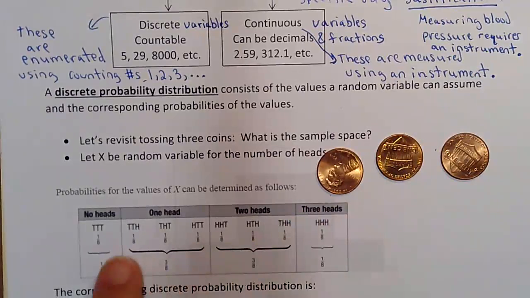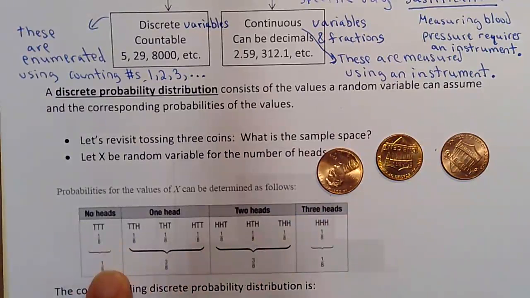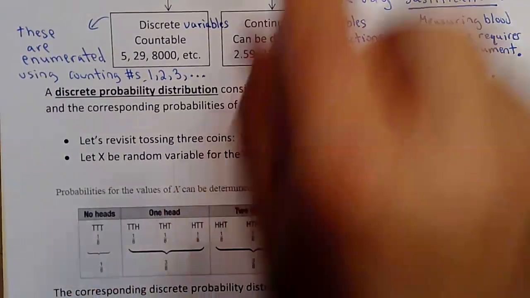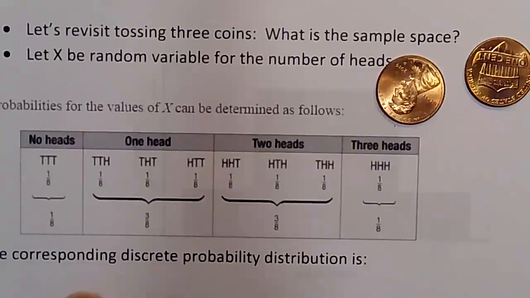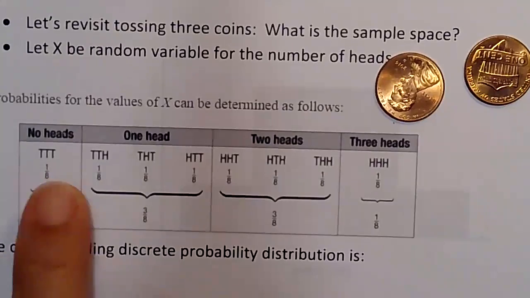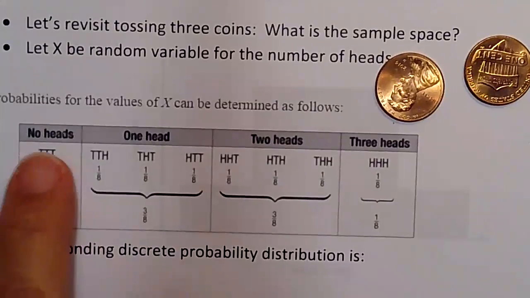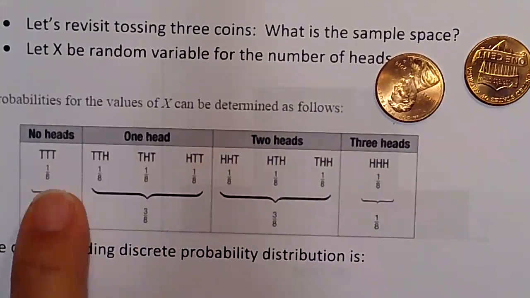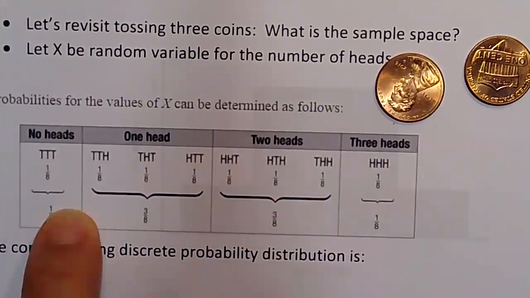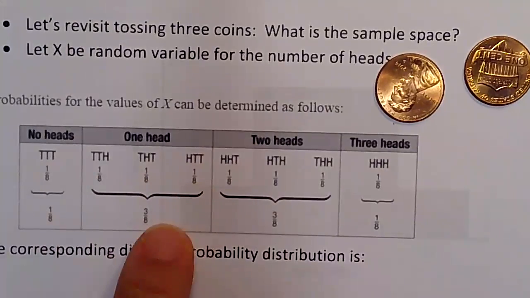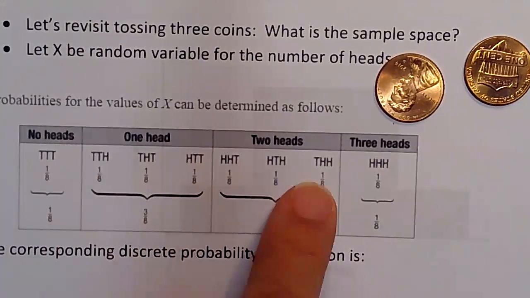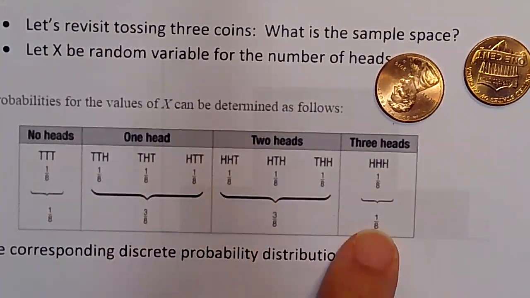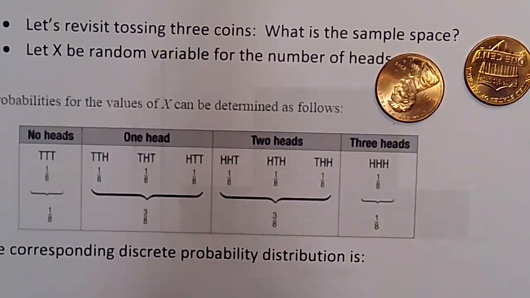So this is one, and the denominator here is, I'm not sure if you can see that, it's really small, but that denominator is a total of 8, right? Because there's 8. 1, 2, 3, 4, 5, 6, 7, 8. So it's really small, but this is 1 out of 8. This is 3 out of 8. This is also 3 out of 8. This is 1 out of 8. Okay.